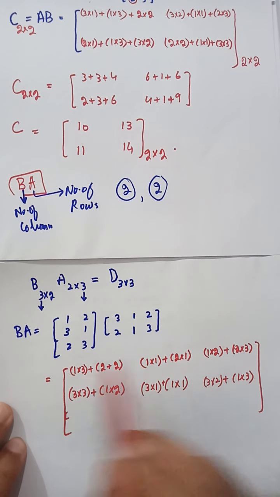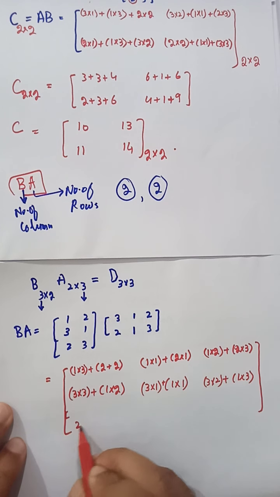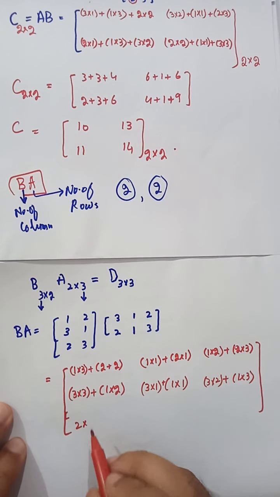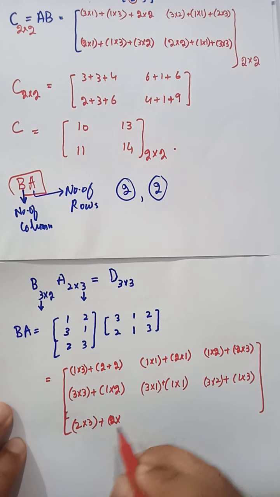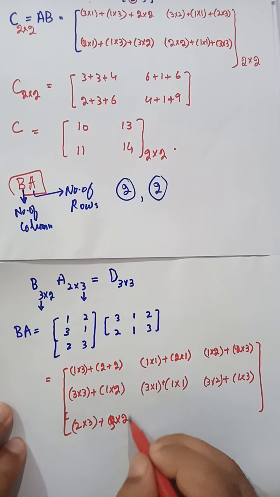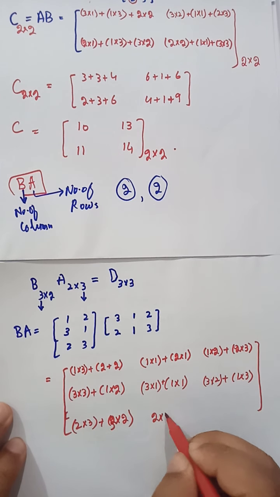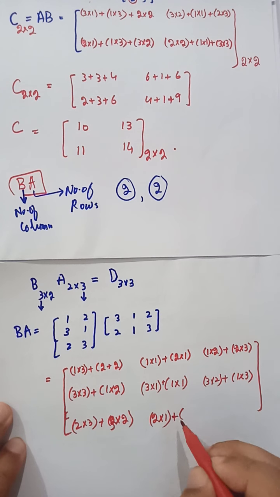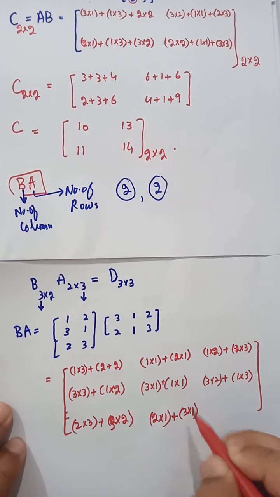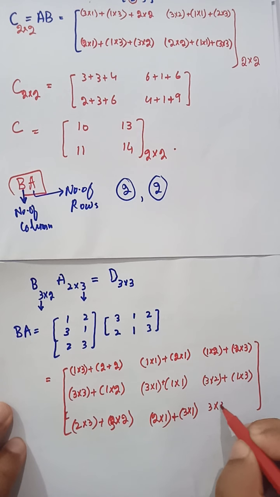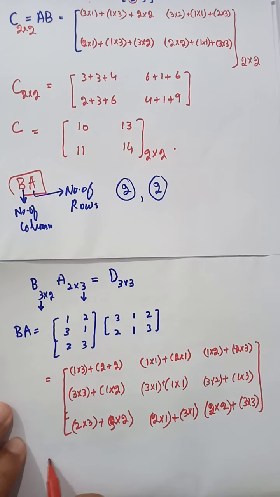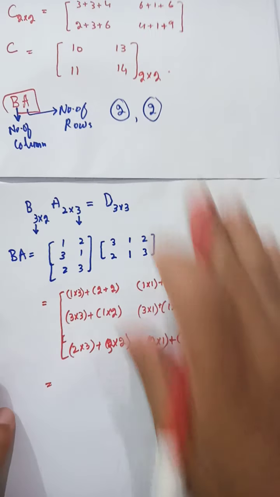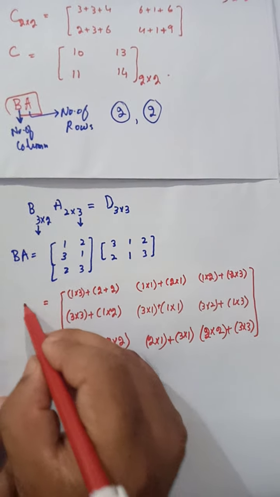Now there is no other column, so we will switch to row number 3. So row 3 with column 1: 2 multiplied by 3 plus 3 multiplied by 2, and then 2 multiplied by 1 plus 3 multiplied by 1, and then 2 multiplied by 2 plus 3 multiplied by 3. So from here you get, let's say, matrix D.